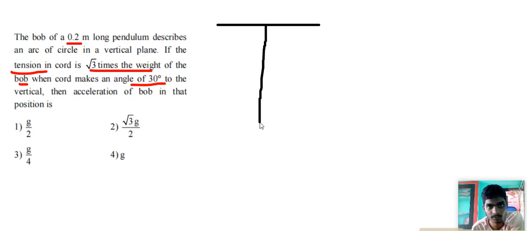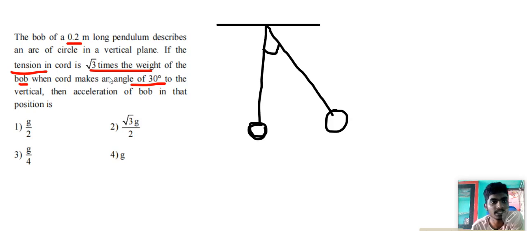This is a pendulum, and this is the bob. It is going to be lifted slightly from the vertical, at an angle of 30 degrees. So theta is 30 degrees here. You can understand that this is theta. I will be writing it as theta itself.